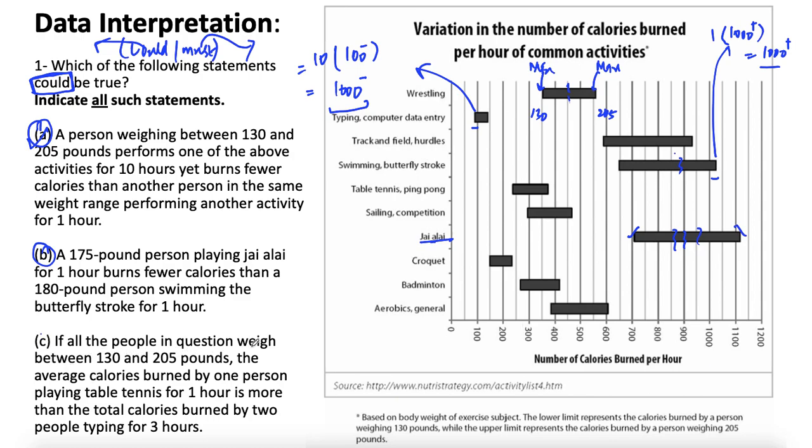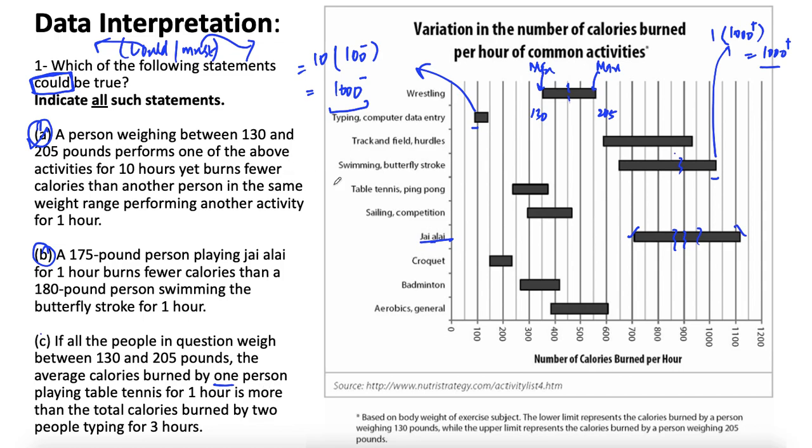If all of the people in the question weigh between 130 and 205, perfect. The average calories burned by one person playing table tennis for 1 hour is more than the total calories burned by people typing for 3 hours. So the first one is that one person is playing table tennis for 1 hour. Okay, so one person. This is an open-ended question, so I will try to come up with the minimum scenario to prove this wrong.